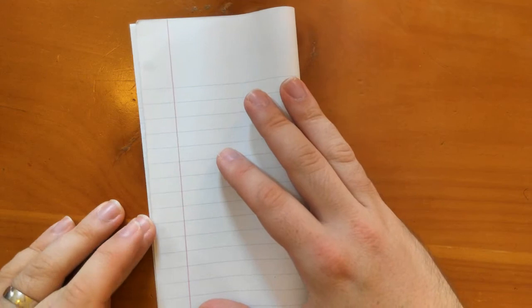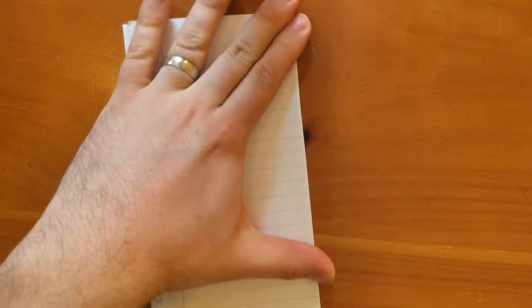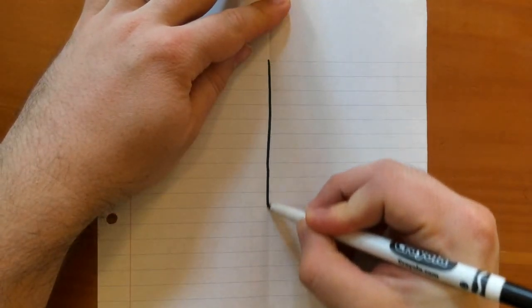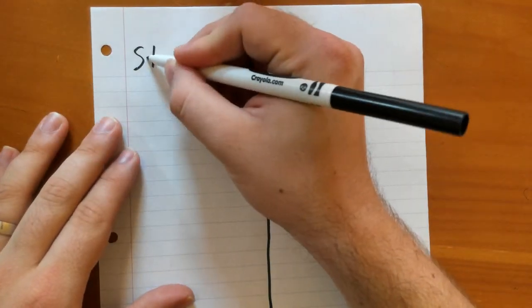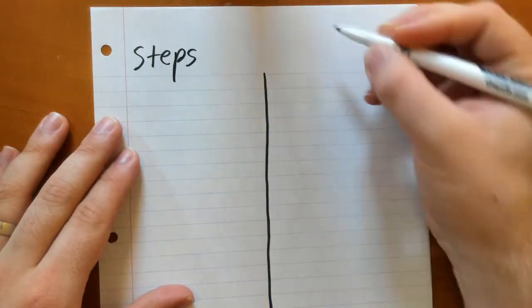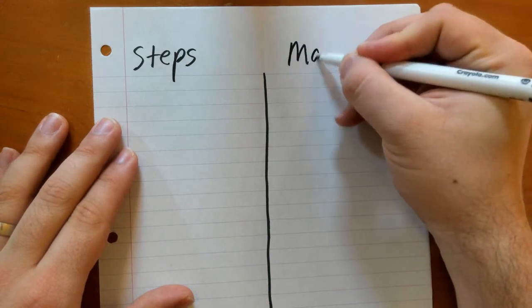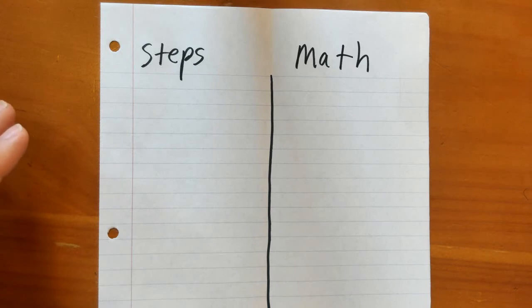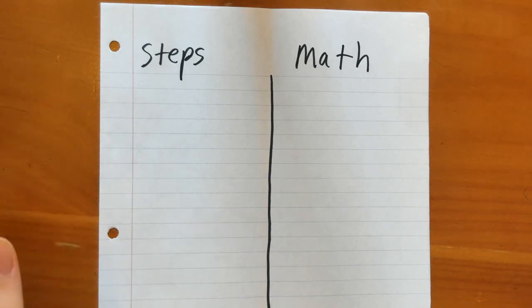You're going to want to fold that sheet of paper in half long ways, like so. That way you're going to have two sides to your notes. You can draw a line along that crease. One side is going to be labeled steps. The other side is going to be labeled math. So if you need to pause the video to get set up, you can pause it and then hit play and we'll go to the next part.